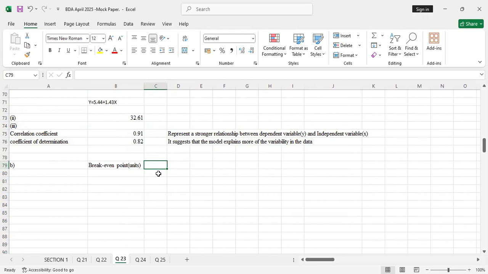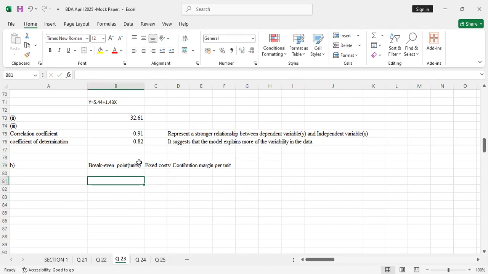So the formula is: break-even point in units equals total fixed costs, or you can just say fixed costs, divided by the contribution margin per unit.